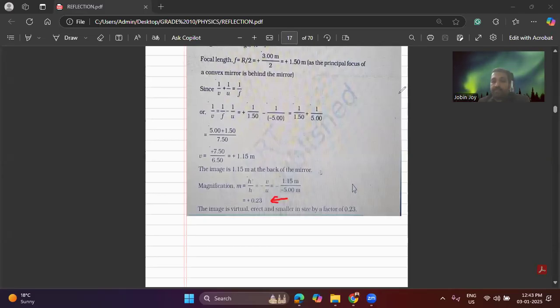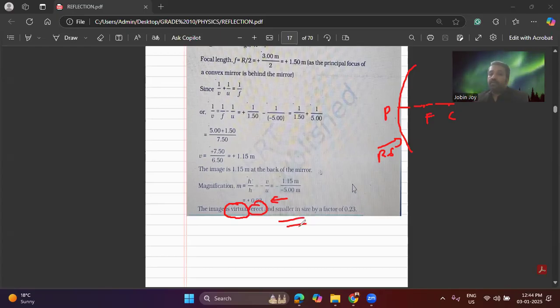And this is a convex mirror, right? This is the reflecting surface, and this is P. This is F, and this is C. So where is the position of the image? The position of the image will be behind the mirror, right? So that's why this is virtual. And again, it's erect, and the size will be small. Why is the size smaller? Because the magnification factor is only 0.23. If the magnification factor is less than 1, that means the size will be smaller.